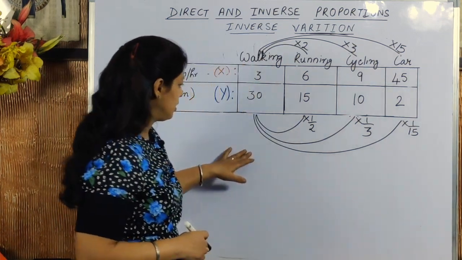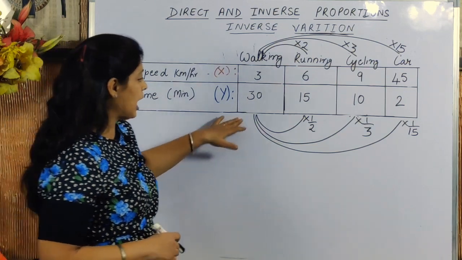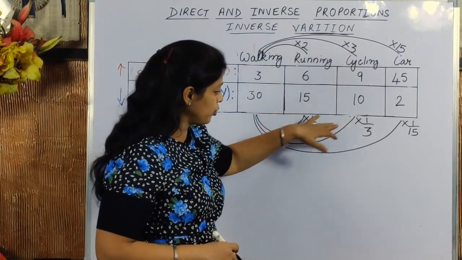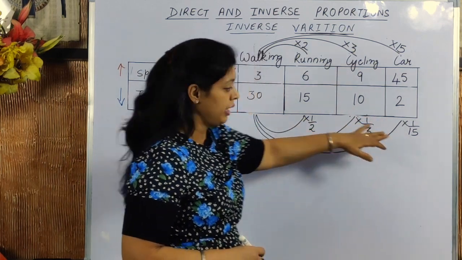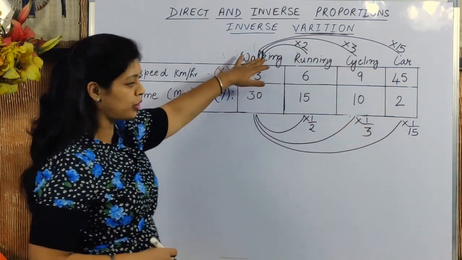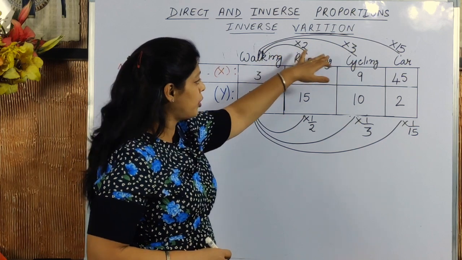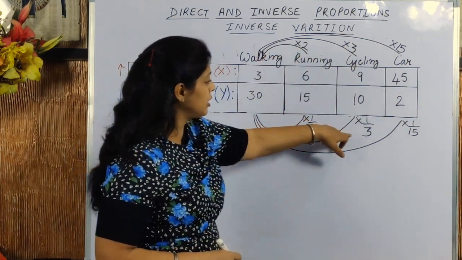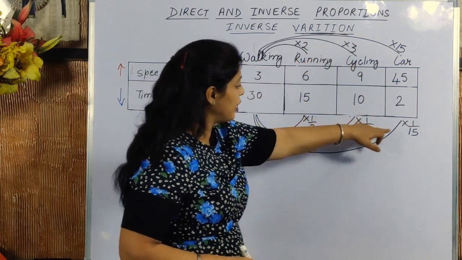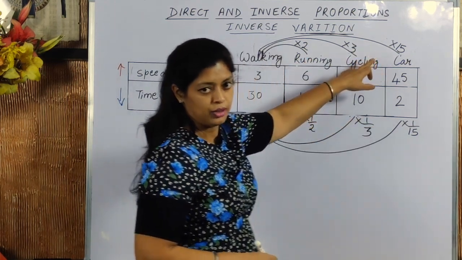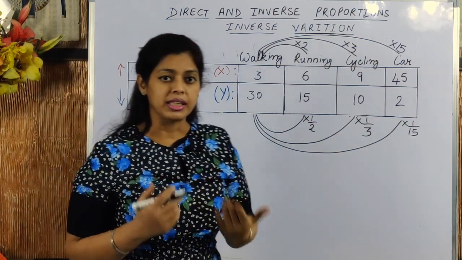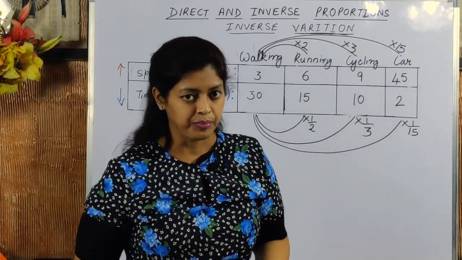Also we can see the ratio in which the time taken to reach school is decreasing. This ratio 1 upon 2, 1 upon 3, 1 upon 15 is inverse to the ratio at which the corresponding speed is increasing. Half is inverse of 2, 1/3 is inverse of 3 and 1/15 is inverse of 15. So that's why we say that speed and time are inversely related to each other.